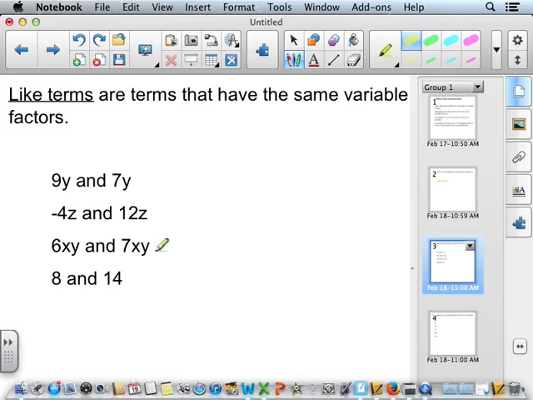Here I have 6xy and 7xy. Because they both have variable factors of x and y, they are considered like terms. Here I have 8 and 14. These are considered constants. Because they're both plain numbers with no variable factors, they are still considered like terms.